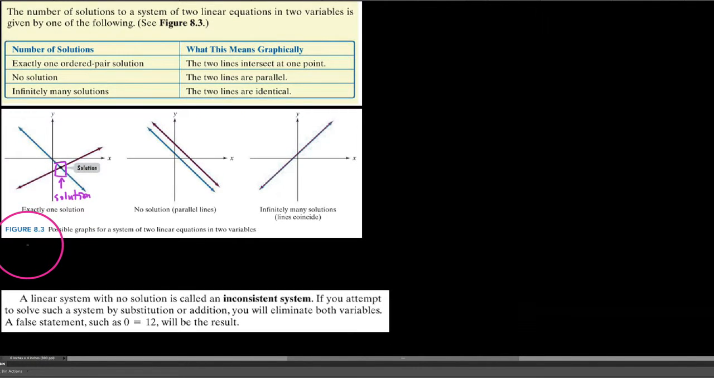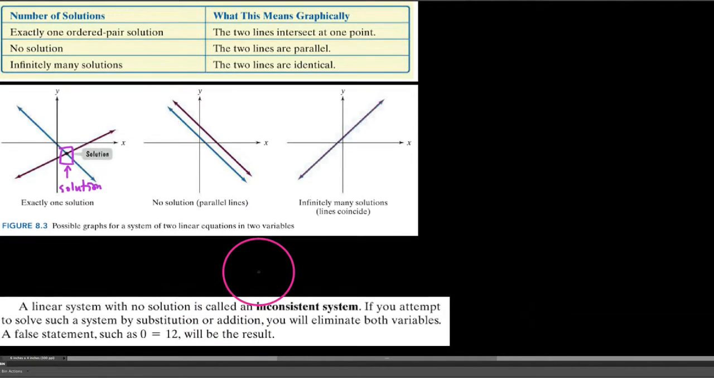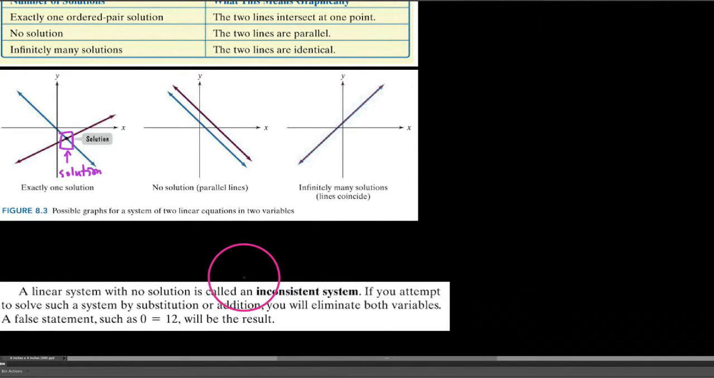And so you'll notice down here this little text box, it says a linear system with no solutions is called an inconsistent system. And it says if you attempt to solve such a system by substitution or addition, you will eliminate both variables, but a false statement such as 0 equals 12 will be the result. So we say it's false because 0 isn't 12, but essentially, we would see that if it's inconsistent, we end up with no solution.